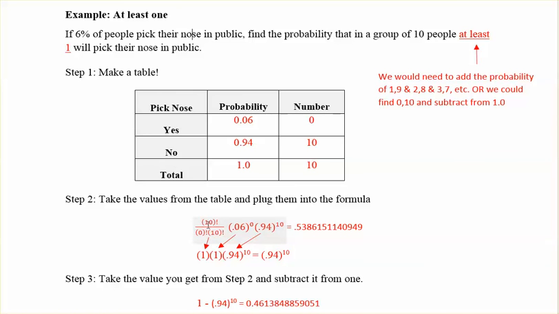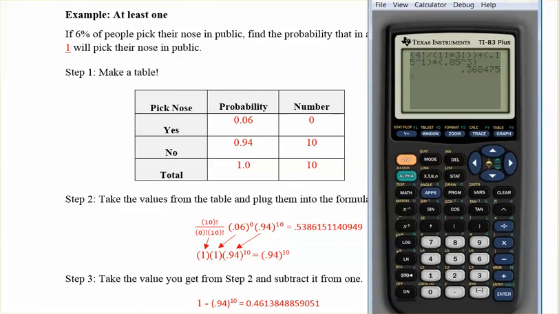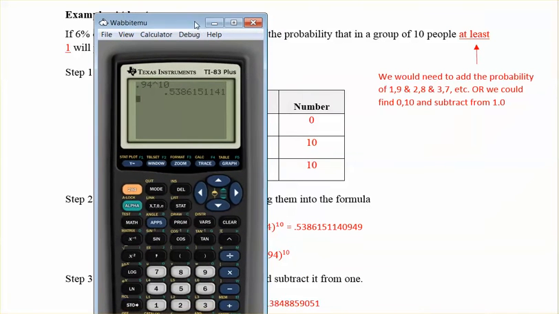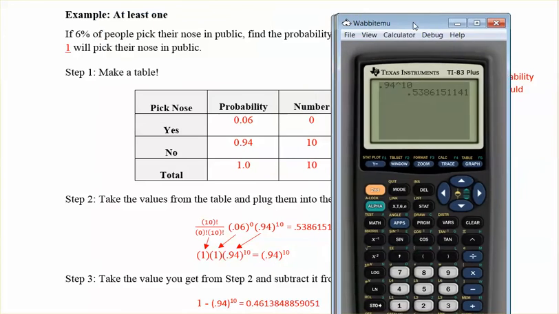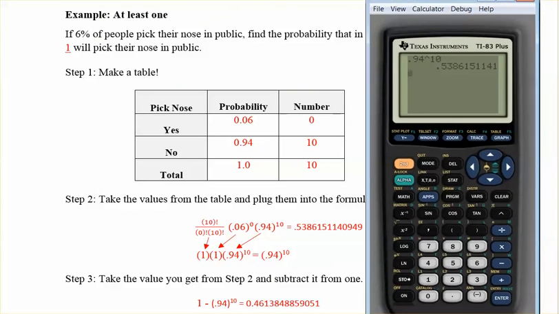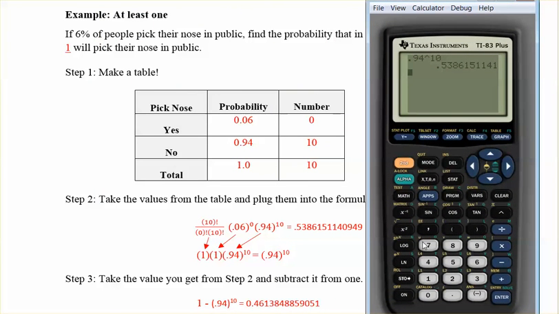So instead of doing all of that ugly stuff, all you really need to do, and let's clear this out, is do 0.94 raised to the 10th. And there you go. You get 0.53861515, and so on, which is the same as if you did, you're probably going to make me do this, right? Okay, well, I'll tell you what. I'll pause it, enter it in, and then I'll come back.